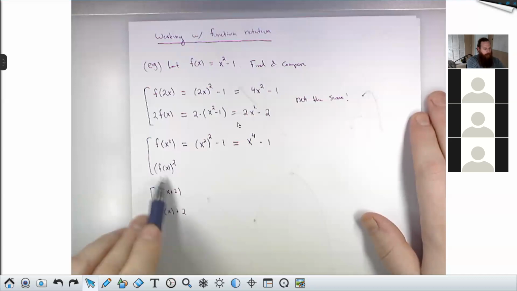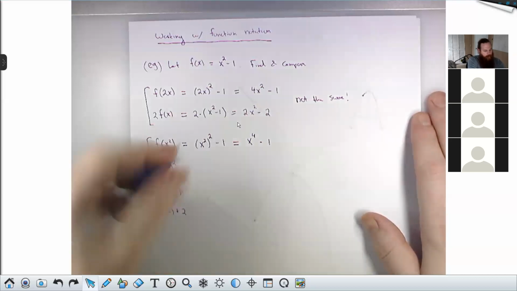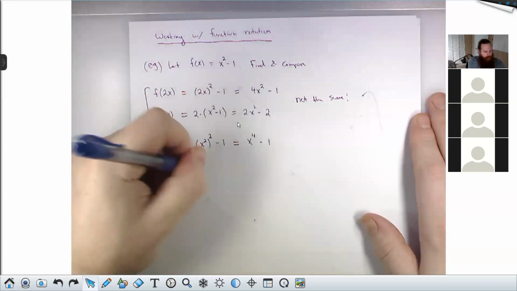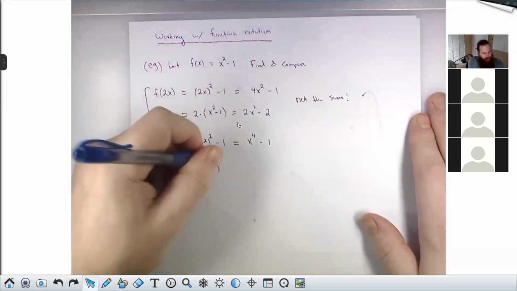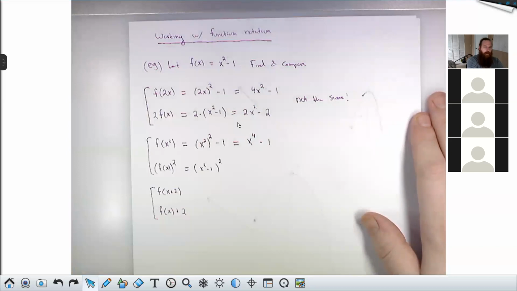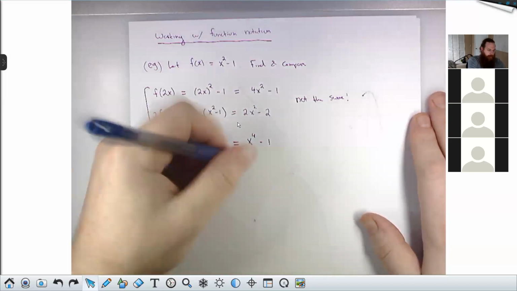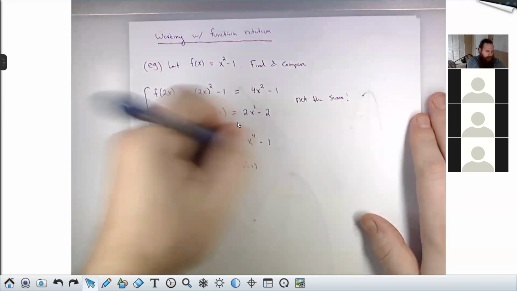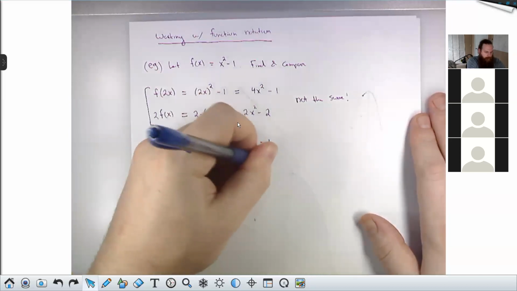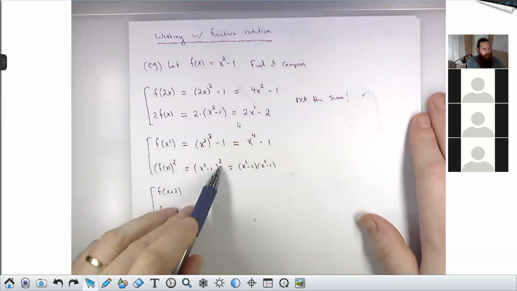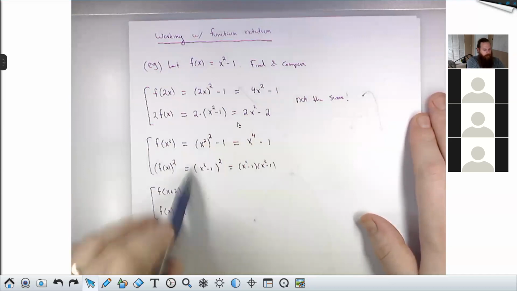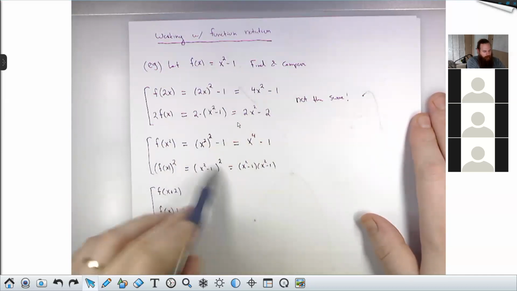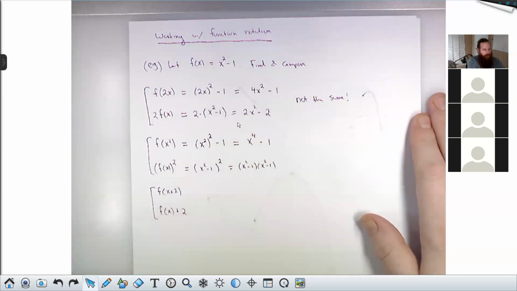On the other hand, if I want f of x all squared, okay, well, what's f of x? F of x is x squared minus 1. If I want that all to be squared, I'm going to have to FOIL. That's x squared minus 1 times x squared minus 1. Anything squared is that thing times itself. So the x squared minus 1 squared is x squared minus 1 times x squared minus 1.